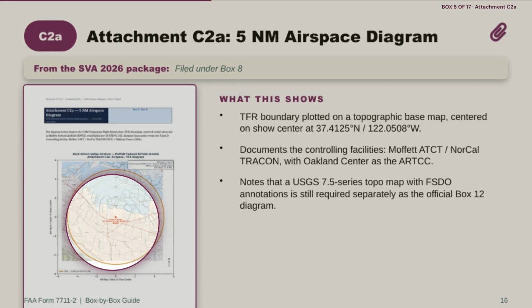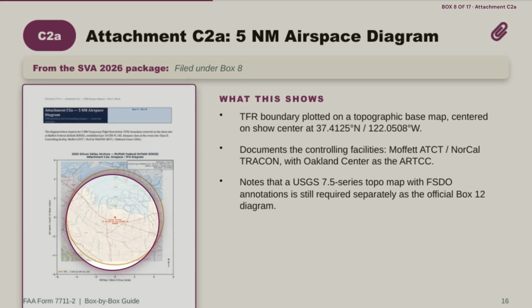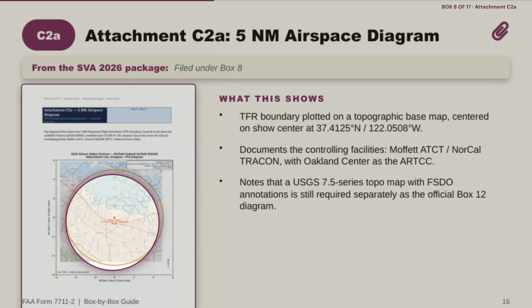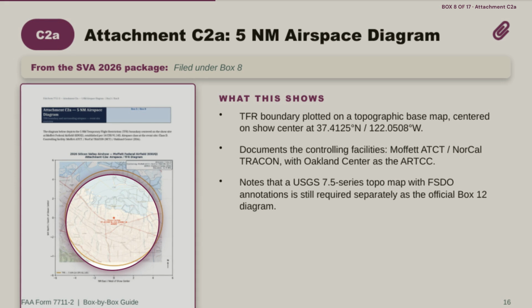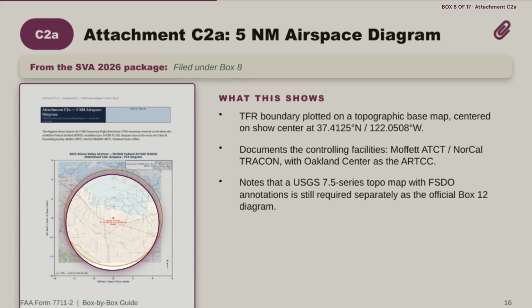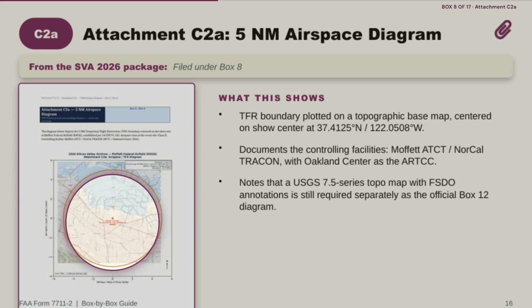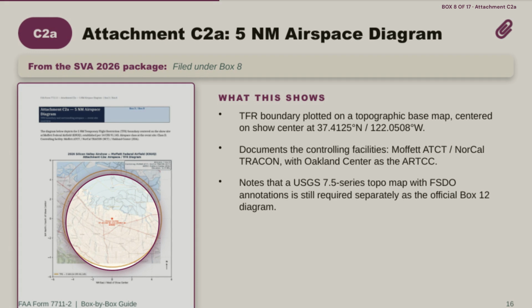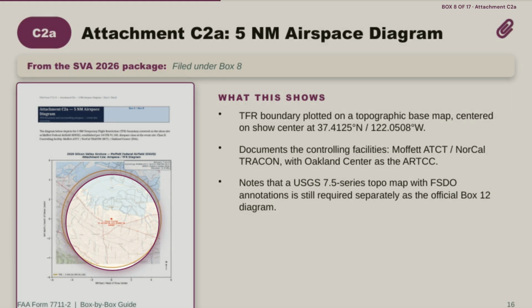37.4125 north, 122.0508 west. This diagram also documents the controlling facilities you'll be coordinating with: Moffett Air Traffic Control Tower and NorCal TRACON, with Oakland Center serving as the Air Route Traffic Control Center above them. One important caveat here: this diagram alone doesn't satisfy the full mapping requirement. A USGS 7.5 series topographic map with FSDO annotations is still required separately, as the official Box 12 diagram will cover shortly. Think of C2A as the airspace and facilities picture, and the upcoming topo map as the ground truth survey document the FSDO actually annotates and returns.